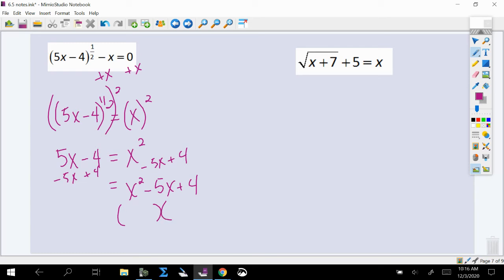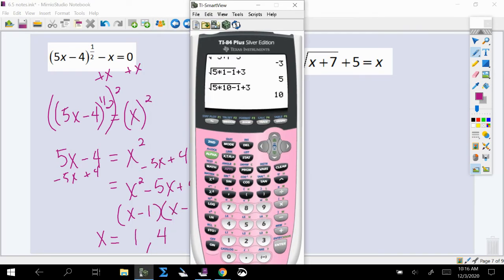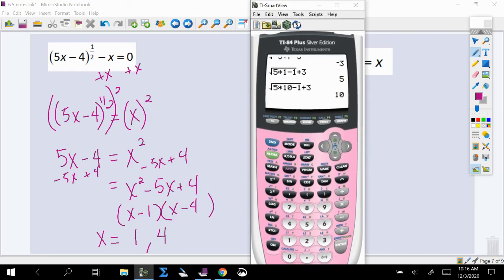So I need numbers that multiply to get 4 and add to get negative 5. So that's going to be a minus 1 and a minus 4. So my two potential solutions are 1 and 4. And then on my calculator, I'm going to check 1 first. So parentheses 5 times 1 minus 4 to the 1/2 power. You're going to type it exactly in as you see it. And I want to then minus x, which was 1, and see if that equals 0. It does. So that is a good solution.